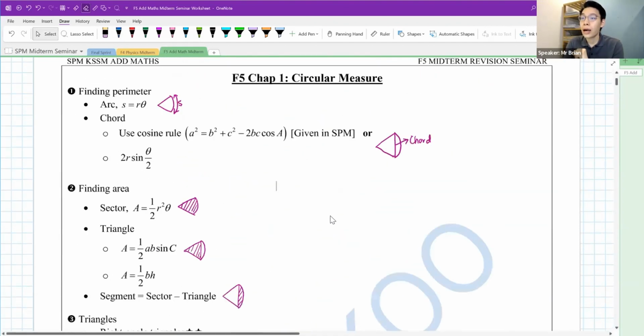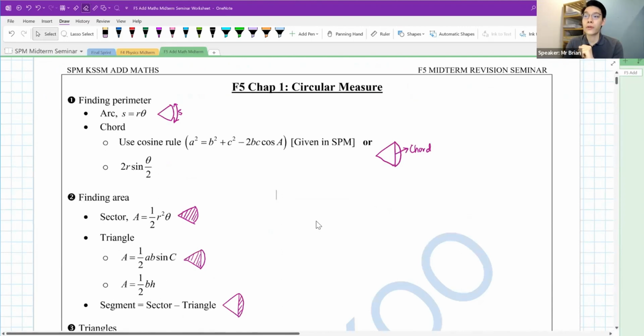For circular measure, you really just want to focus on a few things. Number one, how to find perimeter. When it comes to perimeter, your focus should be two things only: how to find arc length, S equals R theta, and how to find length of chord. Not very common, but sometimes they ask.